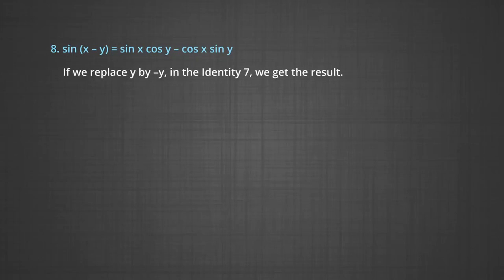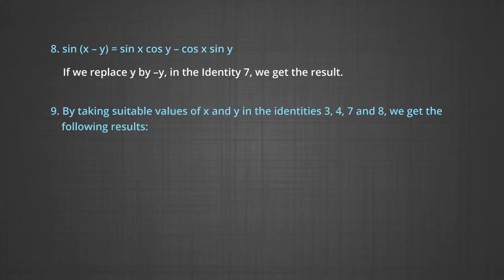Let us see what happens if it is sin of x minus y. In sin of x minus y, to get this result, we will replace y in identity 7 by minus y. We get the result. Now, by taking suitable values of x and y in the identities 3, 4, 7 and 8, we get the following results. Cos of pi by 2 plus x is equal to minus sin x, whereas sin of pi by 2 plus x is equal to cos x.